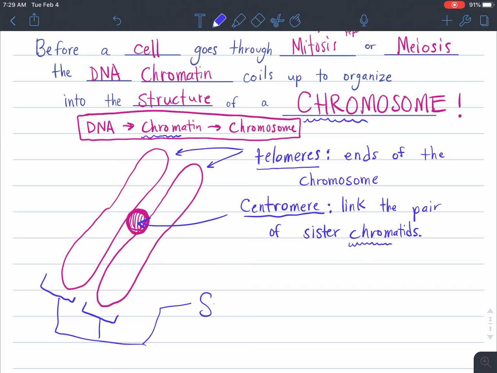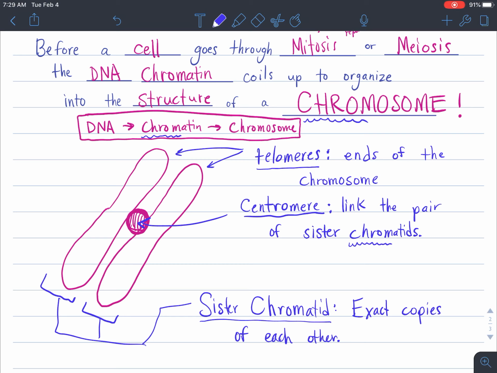So sister chromatids, remember, since it has that chrome, it means that it's DNA, it's made of DNA. So these are basically DNA sausages here, or whatever you want to call them. Sister chromatids are exact copies of each other. And so if there's a gene on one of these sister chromatids over here, then that gene would also be found on the other sister chromatid. And if there were a gene over here on this sister chromatid, then we'd expect to find the same gene on this sister chromatid as well.